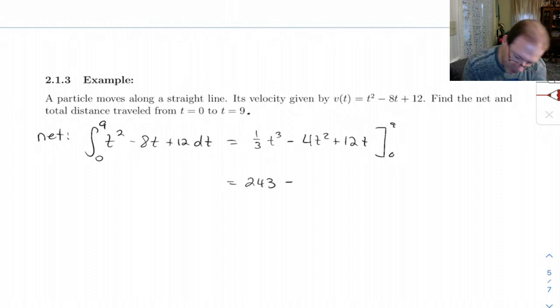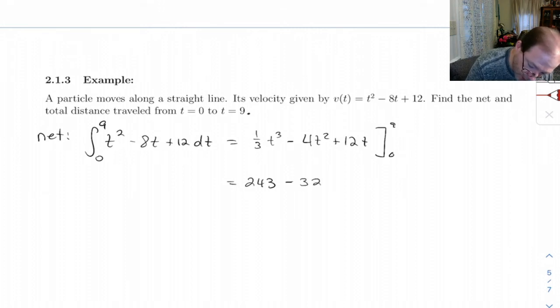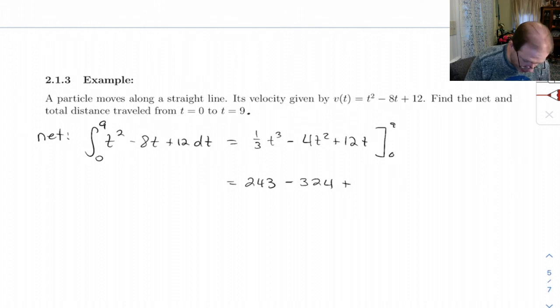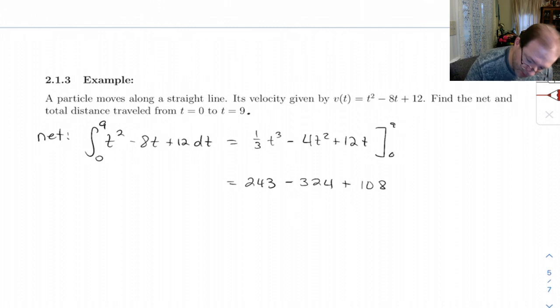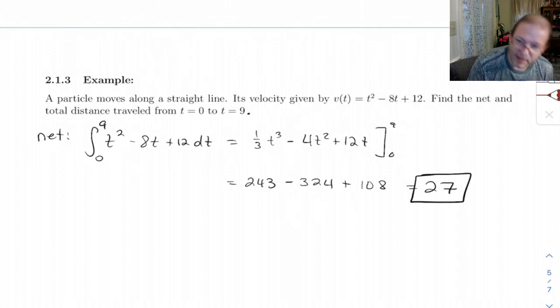Let's see, the next one is 9 squared is 81 times 4 is 324. Then plus 9 times 12 is 108. So let's see, 243 minus 324 plus 108 gives me 27. All right, so that's the net distance.